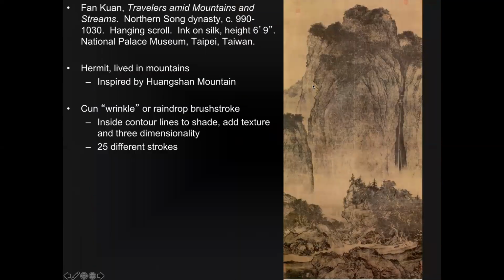So Fan Kuan and his Travelers Amid Mountains and Streams is the painting we were looking at in the previous slide. And he lived according to that ideal. He was a hermit. He lived in the mountains, and he was inspired by Huangshan Mountain. So it actually looks like this. It's pretty interesting. I'll show you a picture in a second. So he developed the raindrop brushstroke. Well, he probably didn't develop it, but he used it in these paintings.